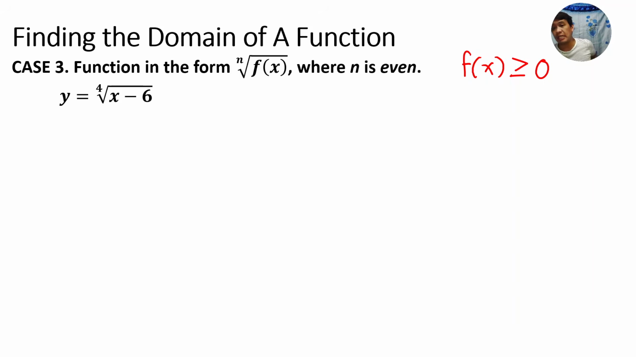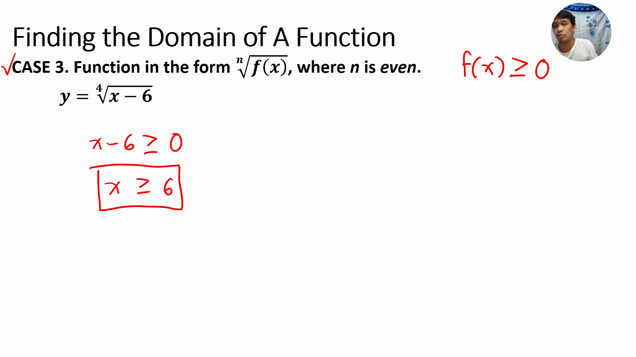So, kunin natin ang domain ng y is equal to fourth root of x minus 6. So, since even yung 4, so, pasok siya sa case 3. So, again, your f of x must be kept greater than equal to 0. So, x minus 6 must be kept greater than equal to 0. Then transposing that 6, negative 6 on the right side, magiging x must be greater than equal to 6. So this must be the domain of the function. So in interval notation, since 6 is included, i-open natin yung bracket, magiging 6, comma, infinity. So these are the only possible values of x that will make our y defined.